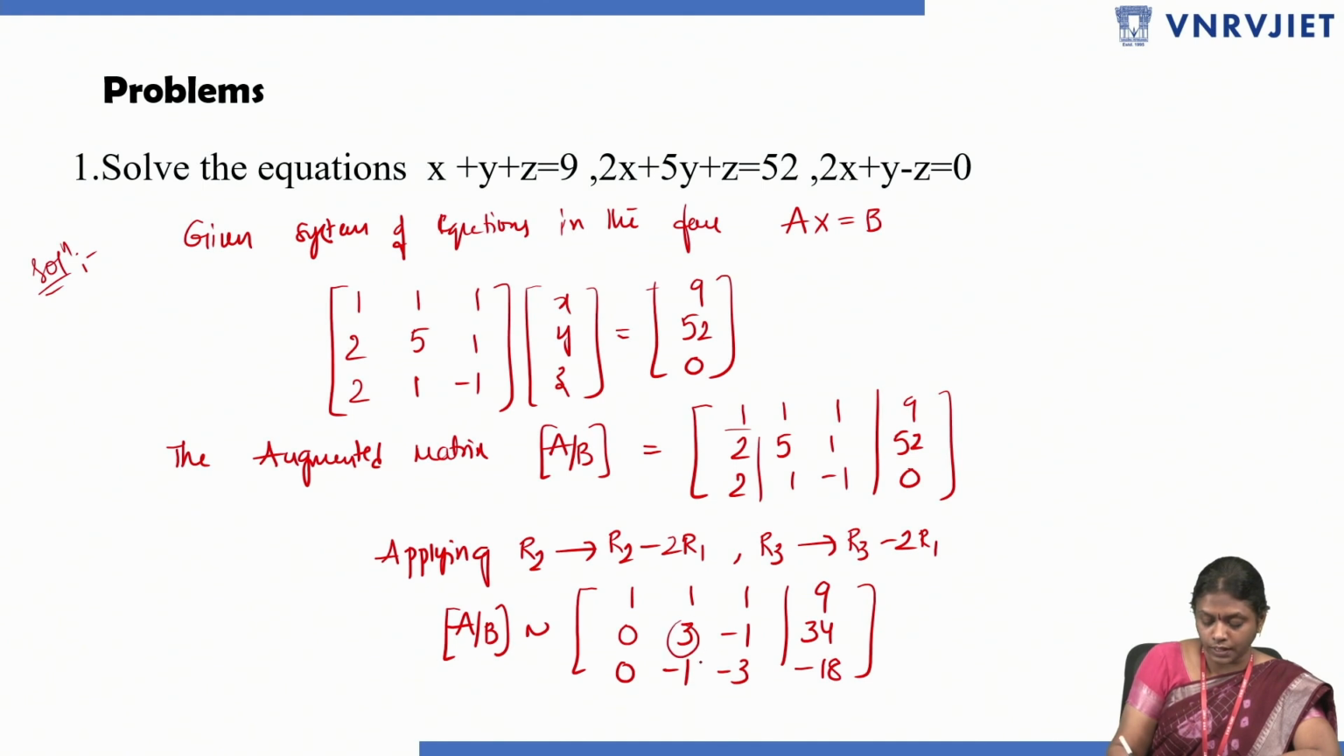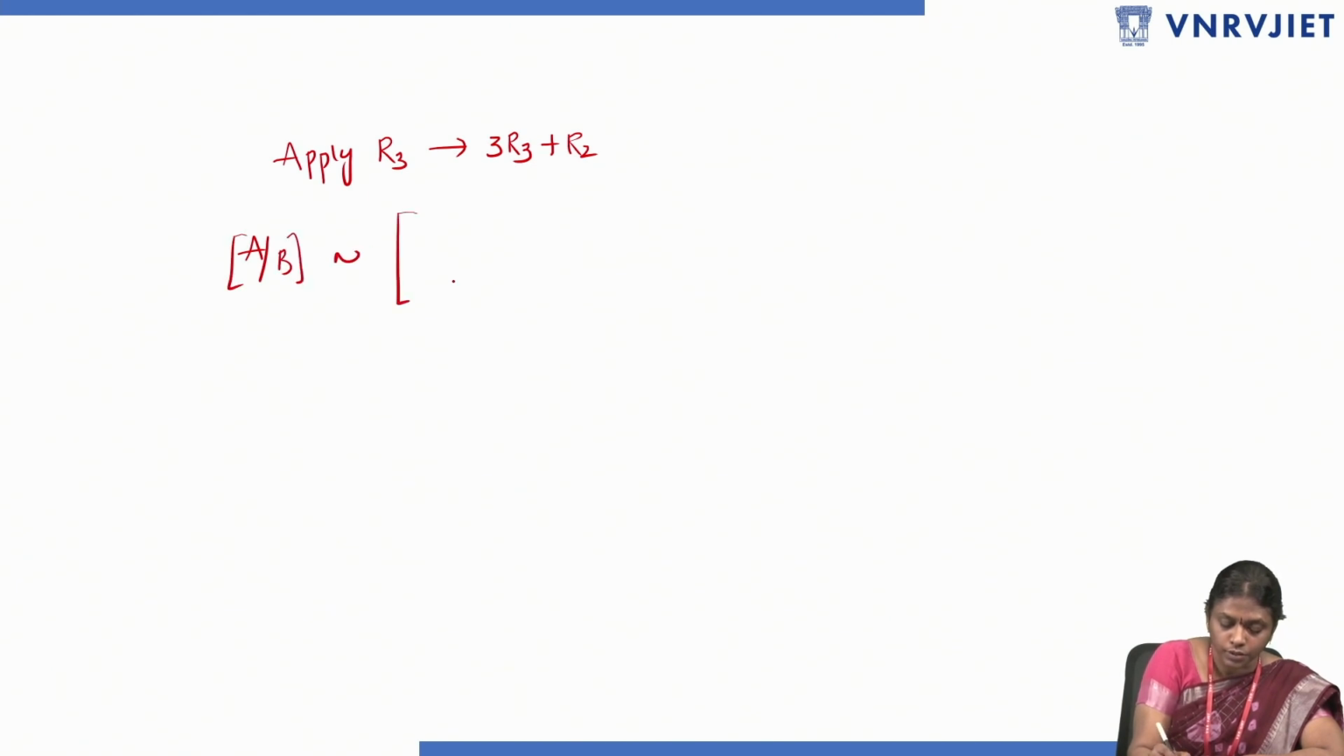Now the next operation is, with the help of this element, I need to make the element below it equal to 0. Now what is the operation I need to perform here? Now apply R3 tends to 3R3 plus R2. Now my augmented matrix is approximately equal to, write the first two rows as it is since I'm not performing any operation here. Now 0, 3, 5, 34. This is 0. Now this is going to be 0, and this is minus 4, and here minus 20.